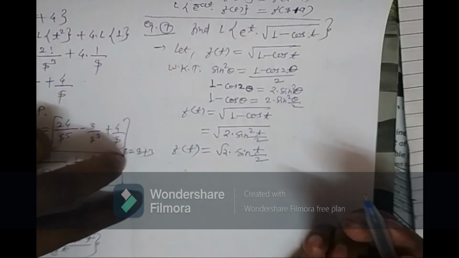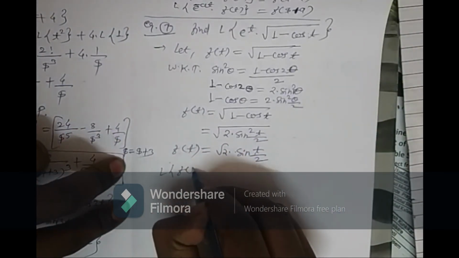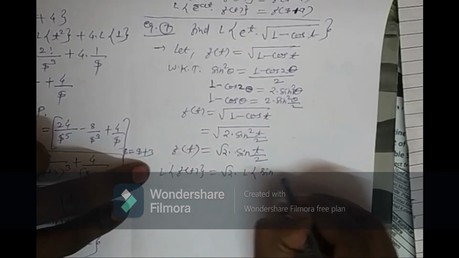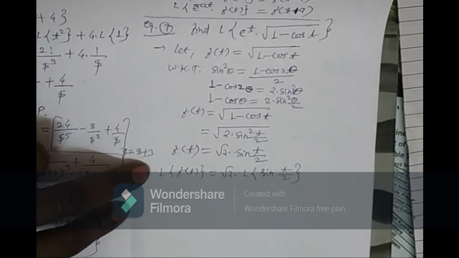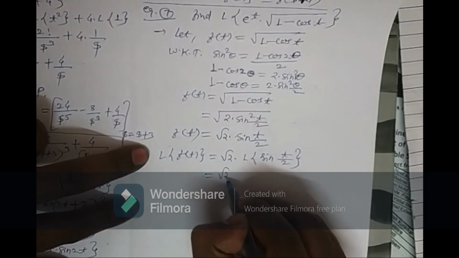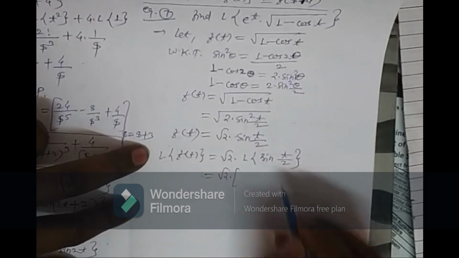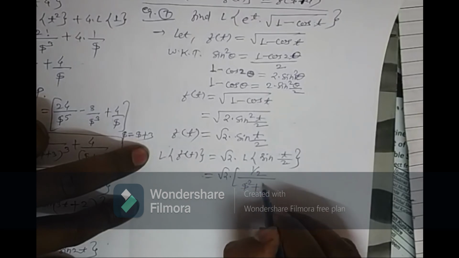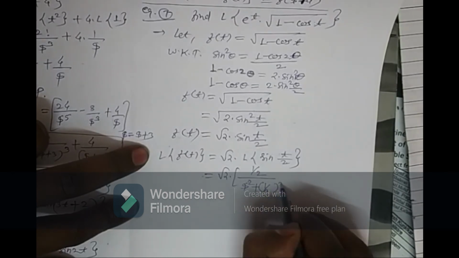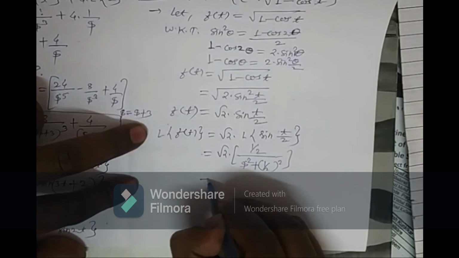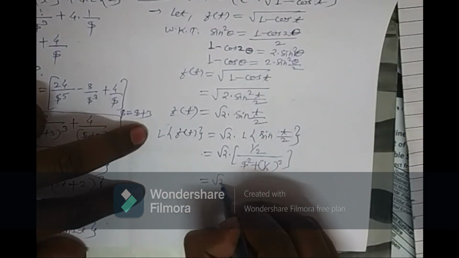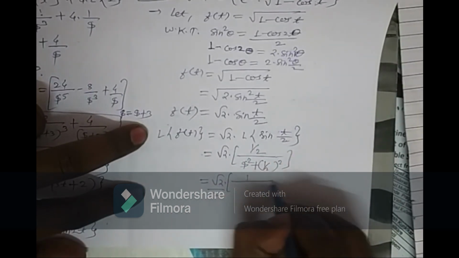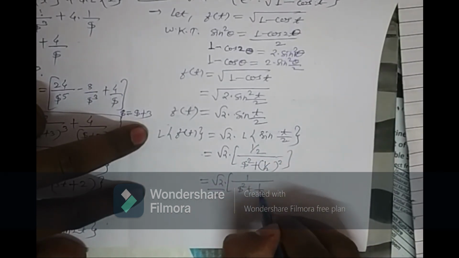Now taking Laplace transform on both sides, what do we get? Laplace transform of f of t is equal to root 2, which is a constant, into Laplace transform of sin t by 2. What is the formula? Here a is 1 by 2. So root 2 into 1 by 2 divided by s square plus 1 by 2 whole square, isn't it? If we simplify further, we get root 2 in bracket 1 by 2 upon s square plus 1 upon 4.